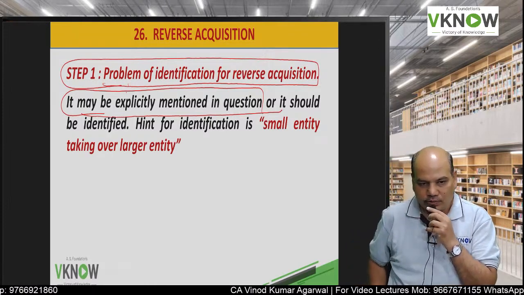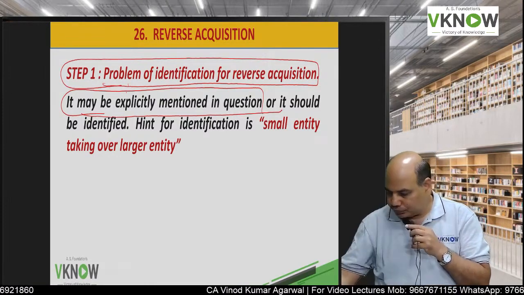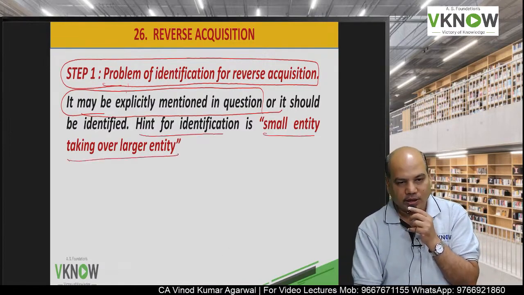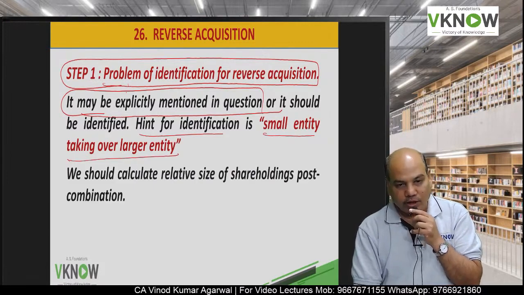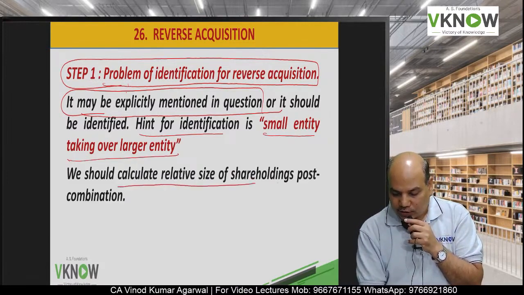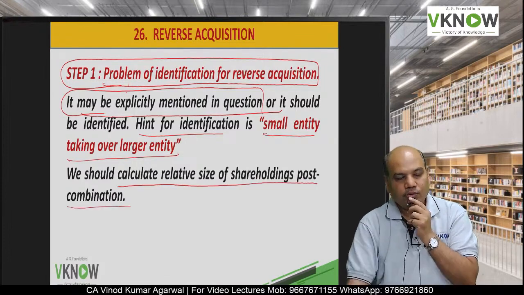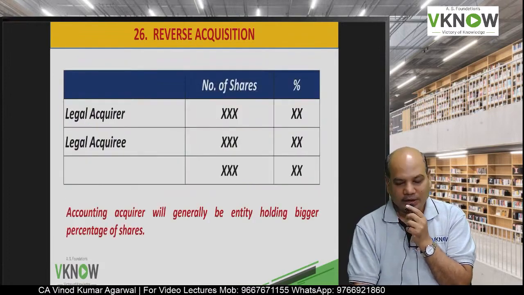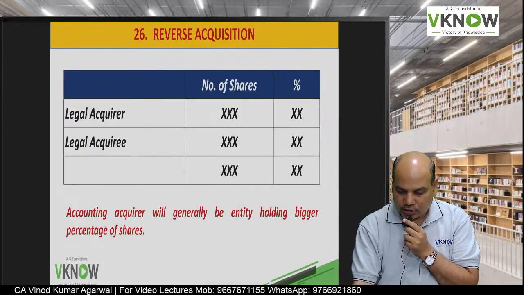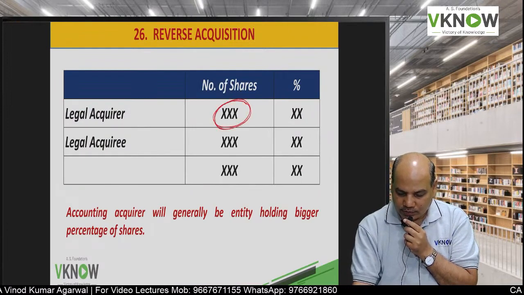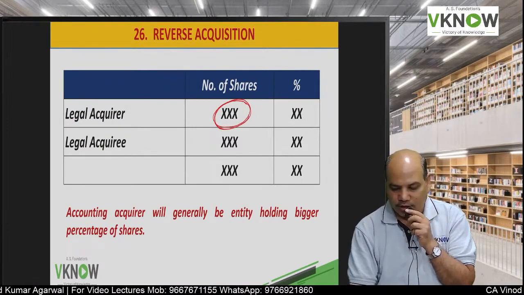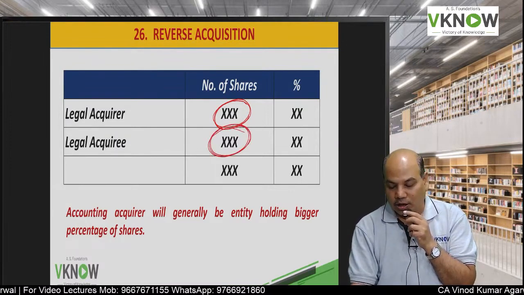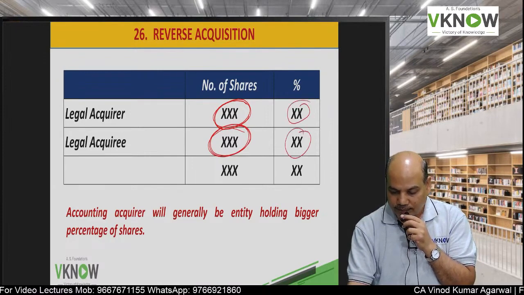Sometimes the question will mention reverse acquisition. Sometimes they will give you some hint, like a small entity takes over a larger entity. But as a student, if nothing is given, we will do this calculation: who holds the higher number of shares in the post-combined entity. I will calculate the number of shares held by the legal acquirer in the merged entity. I will calculate the number of shares held by the legal acquiree in the merged entity.